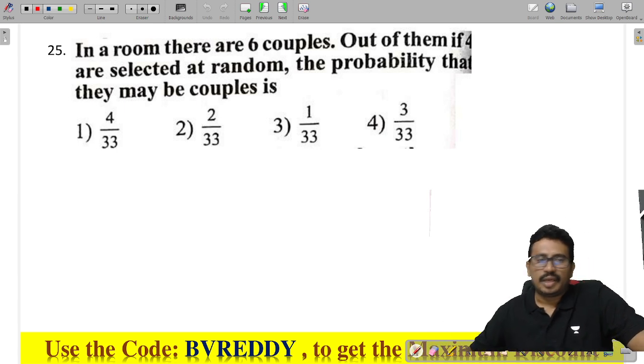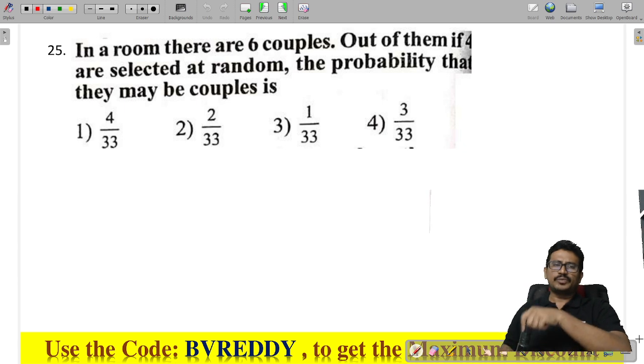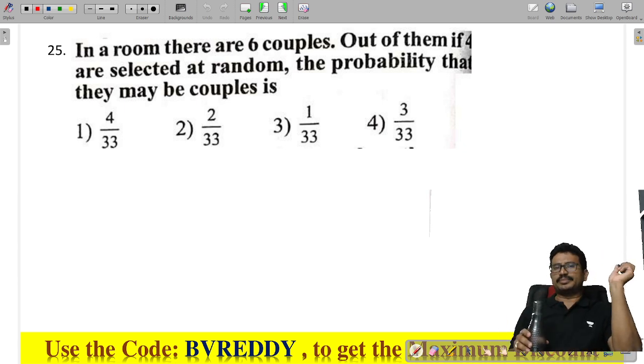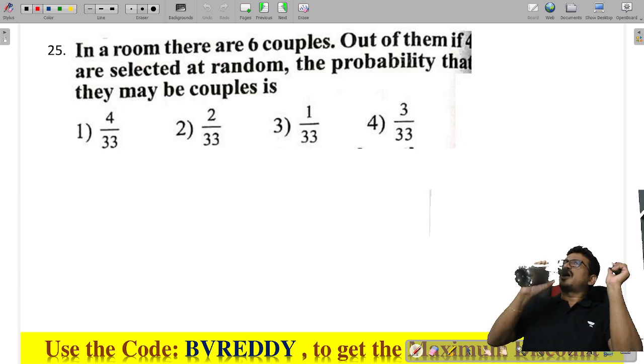Next, in a room there are 6 couples. 6 couples, out of them 4 are selected at random. The probability that they may be couples.